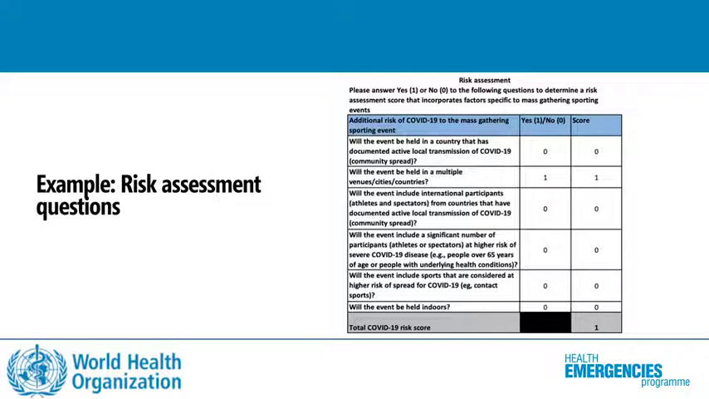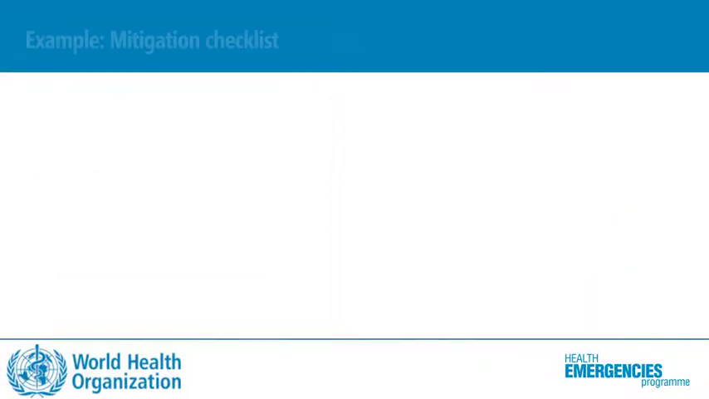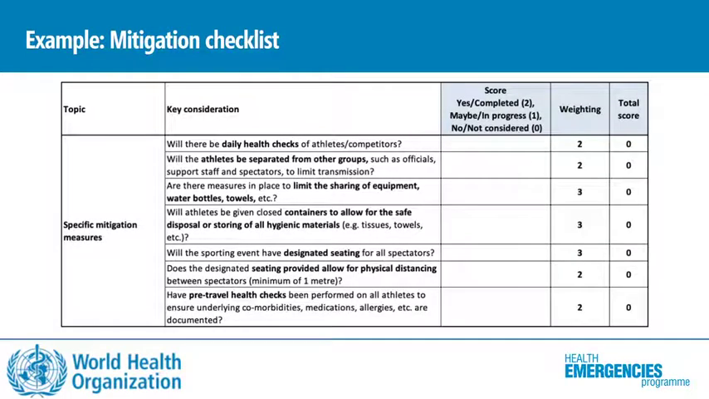This gives us a total risk score of 1, which is very low risk. Now that we have found a risk score of 1, we can proceed to the second part of this process, conducting the mitigation checklist. As we mentioned before, the mitigation checklist is found on the third tab of the WHO COVID-19 Risk Assessment Addendum for Sporting Events Excel file.